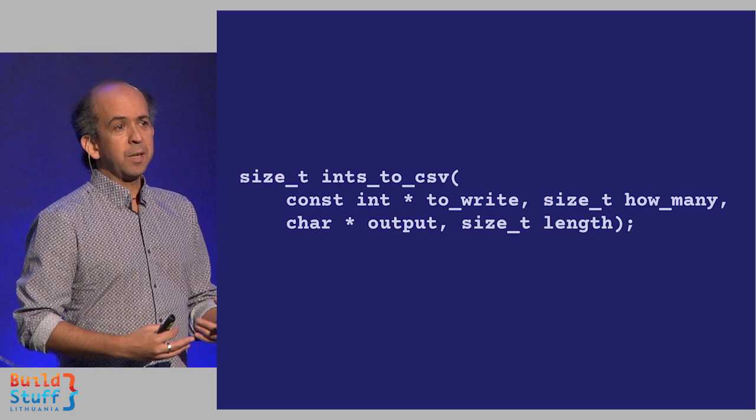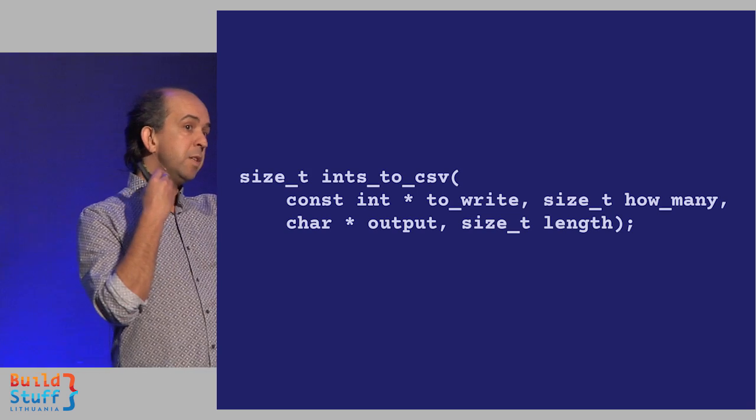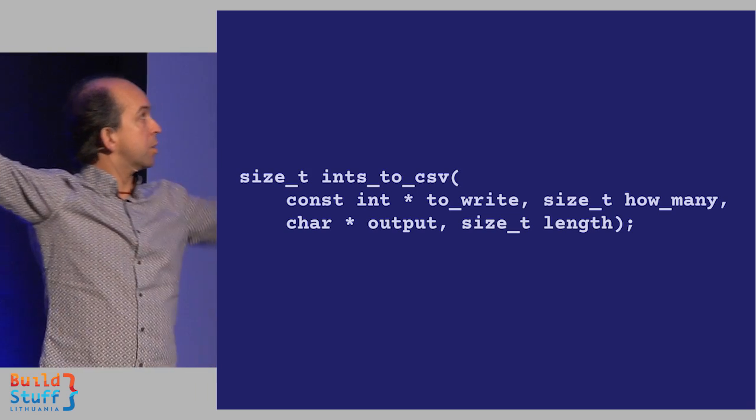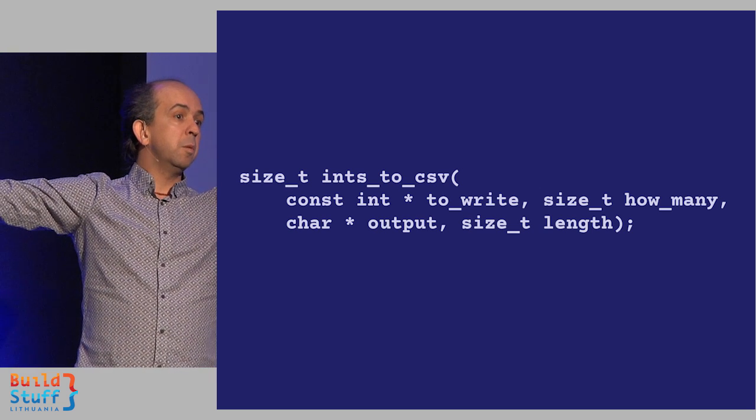Now, the other thing that I'm going to do is a very, very simple problem. What I want to do is take an array of integers. So I'm going to point into memory. That's something to write. I'm not going to change it. That's why it's const. I'm going to point into memory. I'm going to say, here's the number of elements that I want to write.